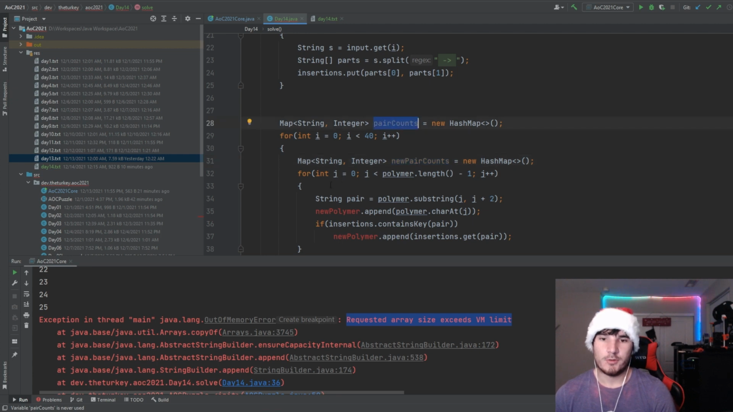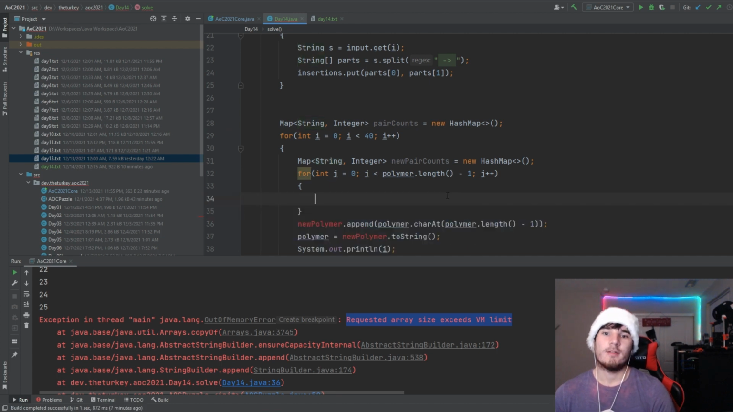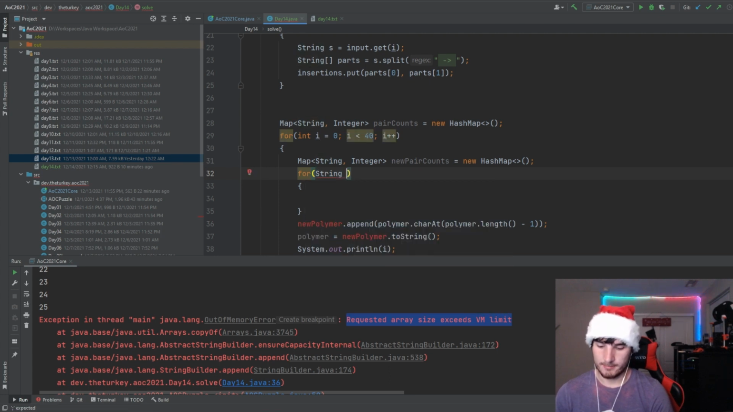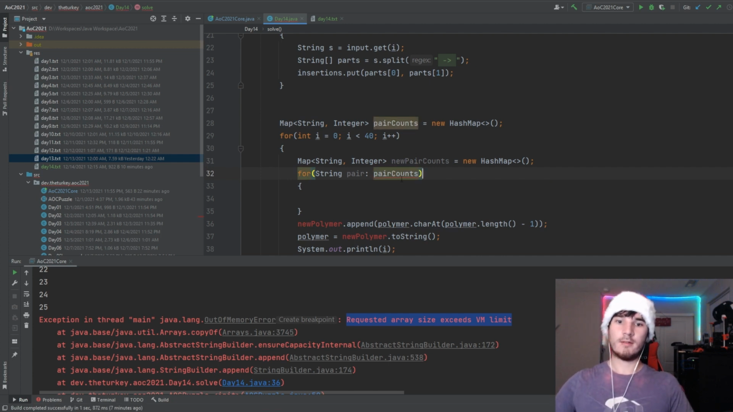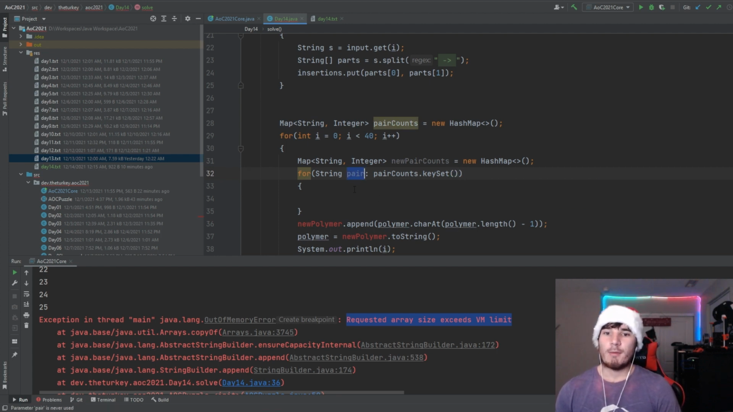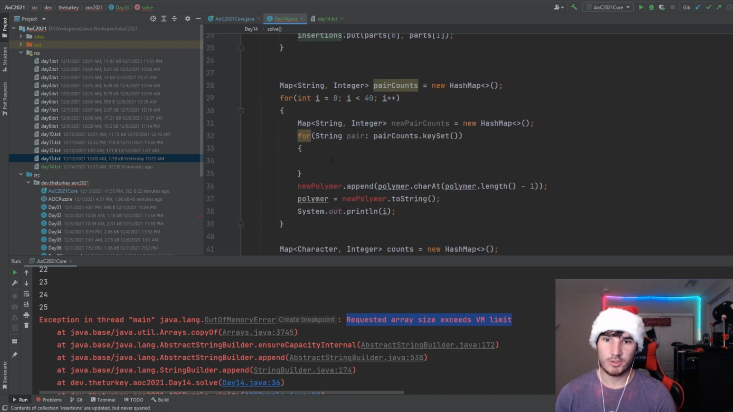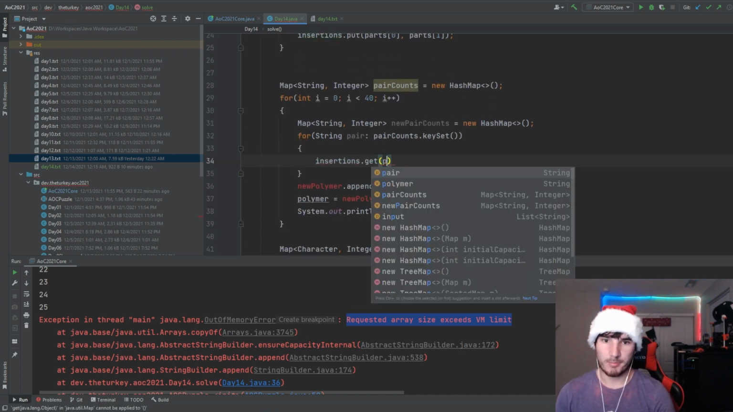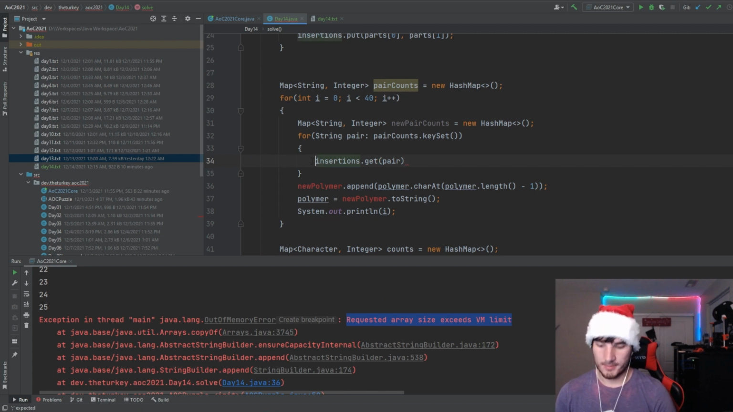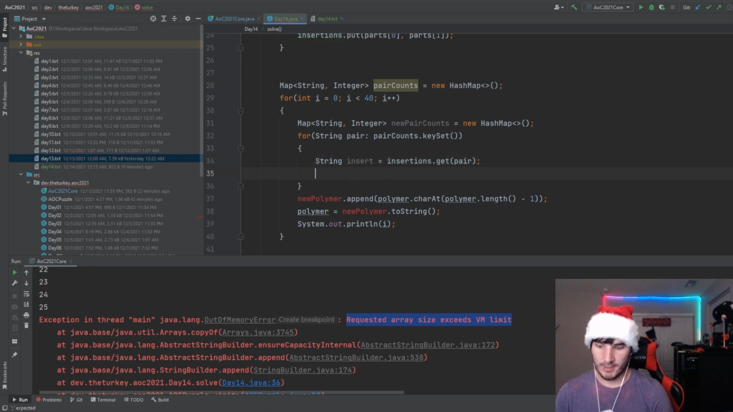And what we'll do is we'll go through string pair in pair counts, the key set. And we'll do the lookup again. So it'll be our insertions get our pair. This will give us our insert. And from this, we now have our 2 parts.